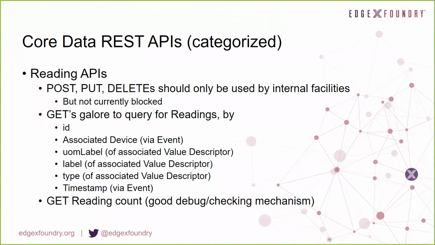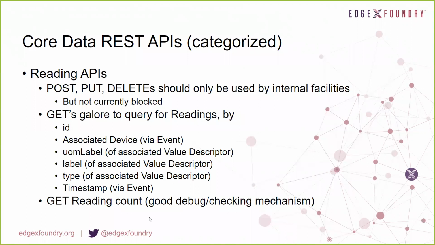There are gets again galore. You can get readings by ID, by associated event, by unit of measure label, you name it. If there's a piece of information we know about in EdgeX, there's typically an API around getting it out by that same information. And again, we can get readings by their count. So give me all of the readings that are known by quarter today in a quick fashion, so I can just see if things are up and running quickly.